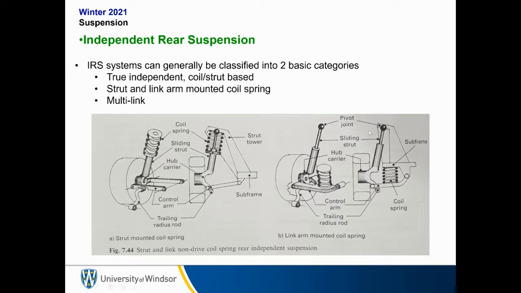Now I don't actually show a multi-link suspension here. These are actually two either strut or link arm mounted coil spring. In this case, both of these act pretty similar to a McPherson strut. Now, if you do, in this case, use a link arm mounted coil spring, we can actually have a pivot joint where the damper is connected to the frame. This allows for another degree of motion. So a link arm is superior to a strut mounted coil spring in terms of being able to control and adjust the wheel travel as the suspension goes up and down.